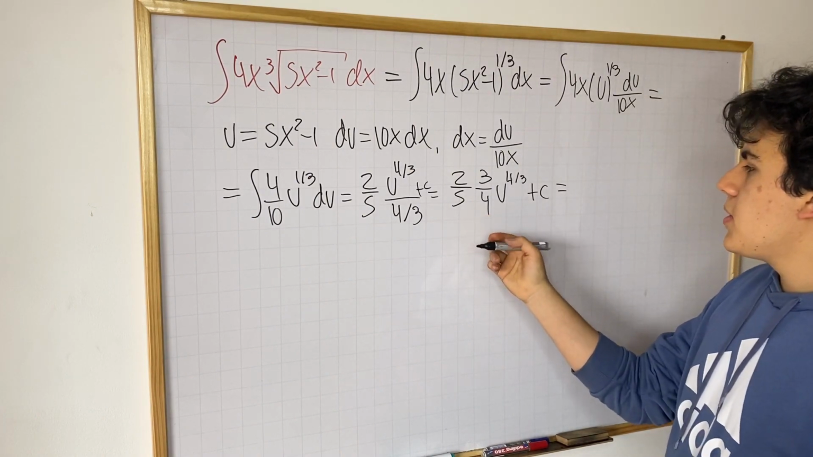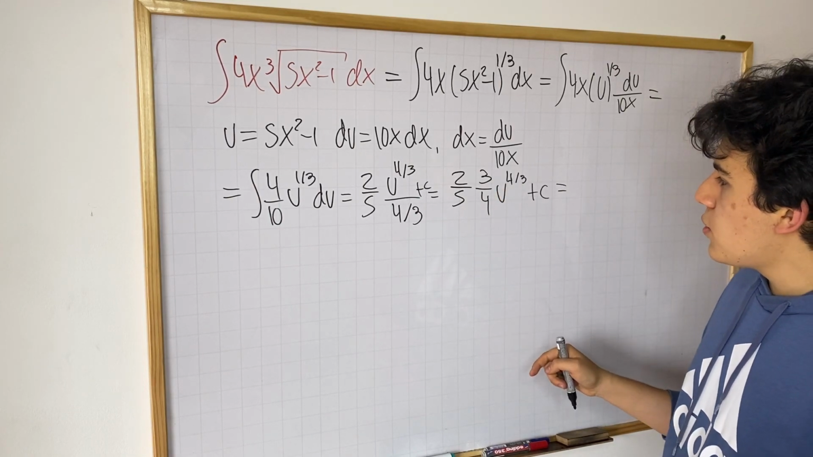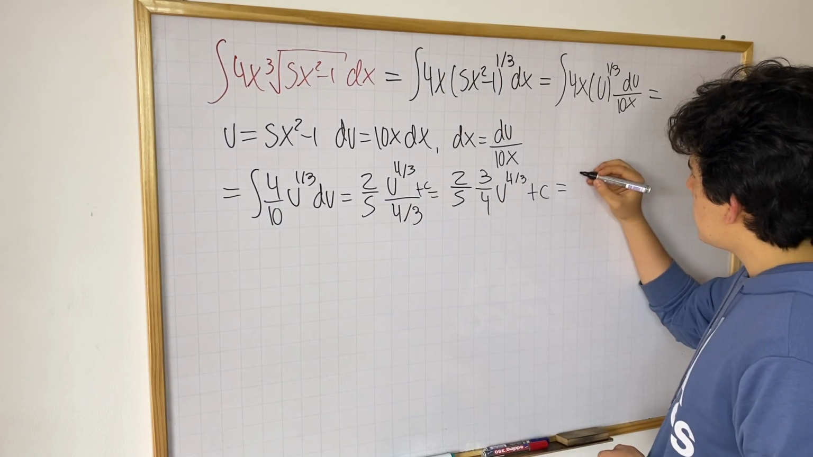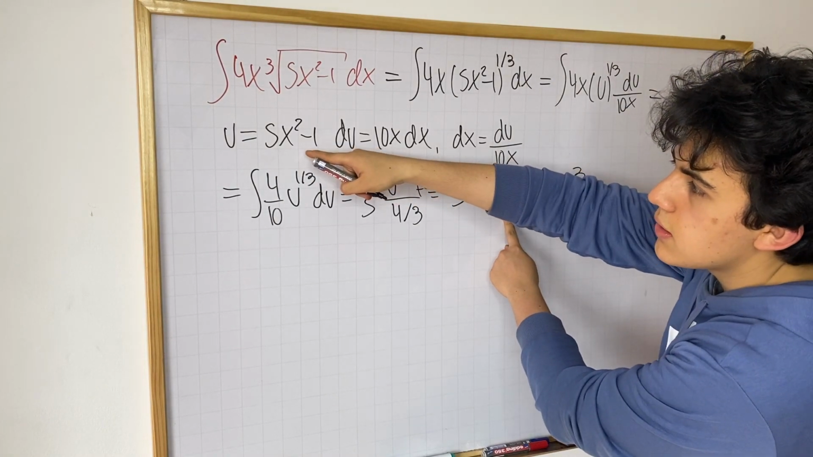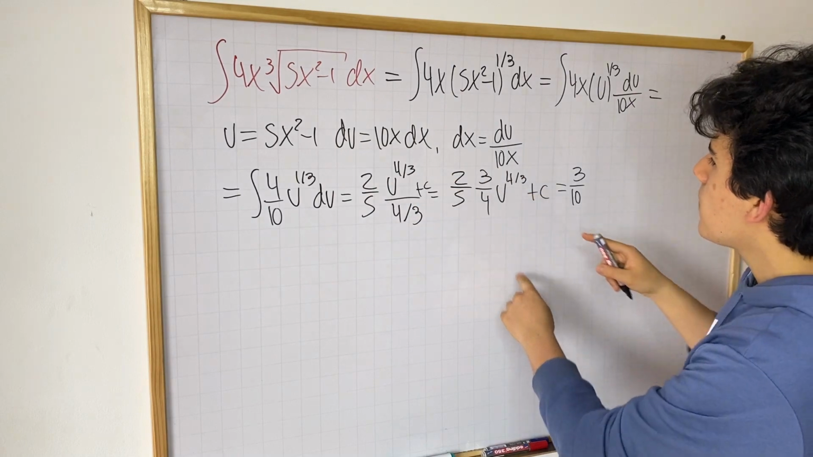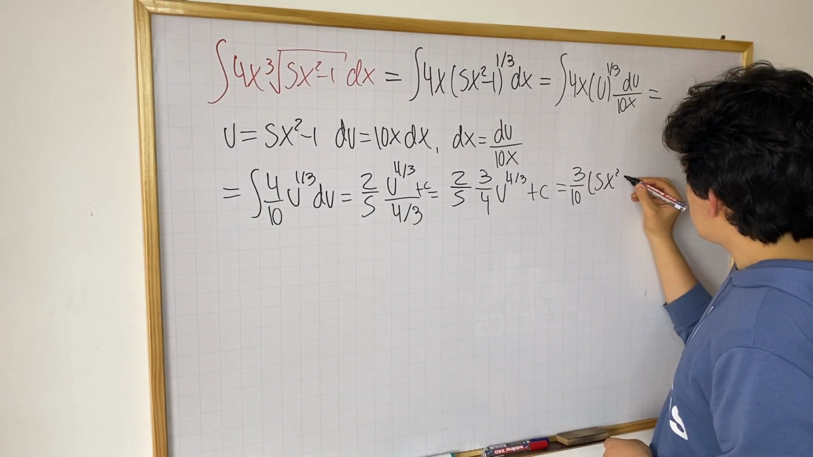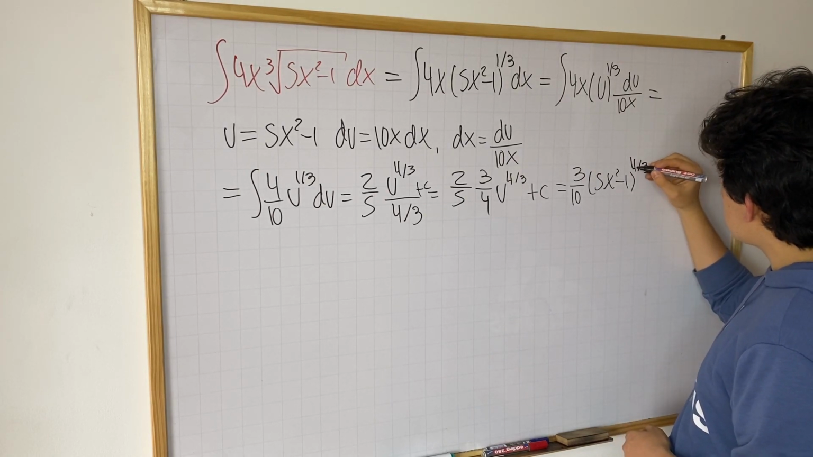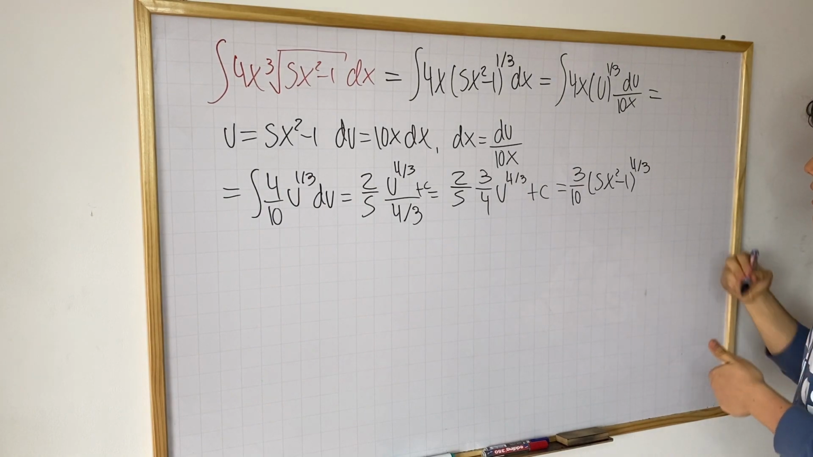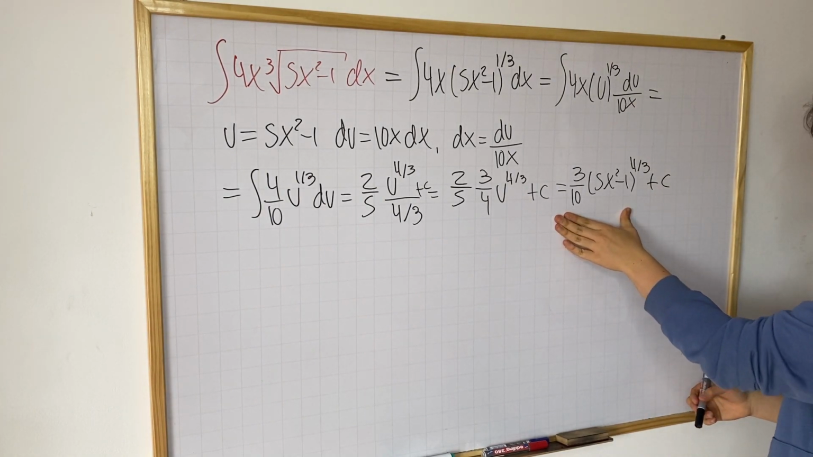And you can just simply now multiply these two coefficients, and you're going to see that you get 6 over 20, which is the same as 3 over 10. Okay, 3 over 10, and we know u is equal to this binomial in here. So that is going to be the same as 5x squared minus 1 to the 4 over 3. Okay, that's a 4. Nice. And of course, plus c. So this is going to be our final result.